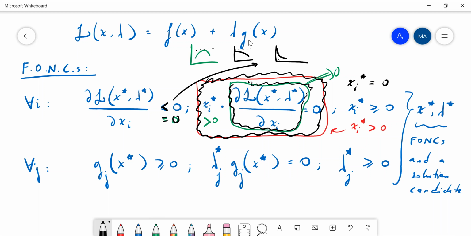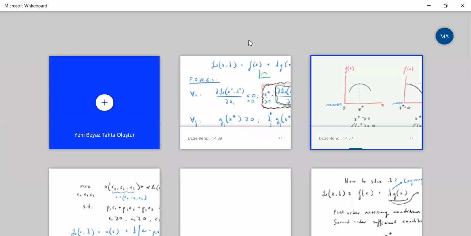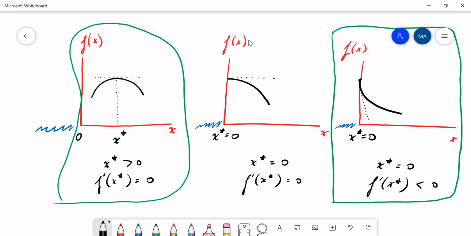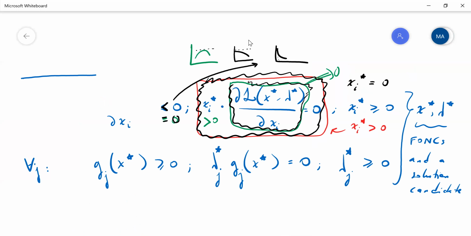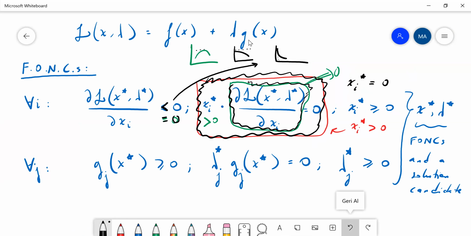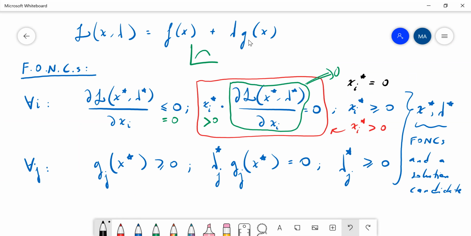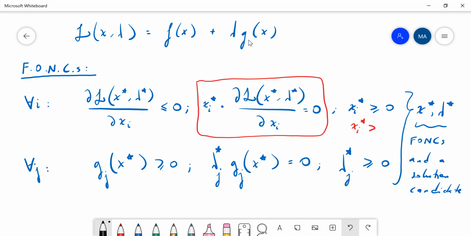That's the idea. So what we want to do is to write a set of conditions that cover all these cases. And those set of conditions are these. Okay.